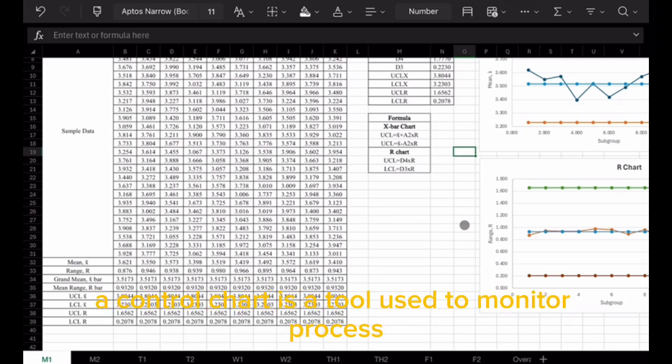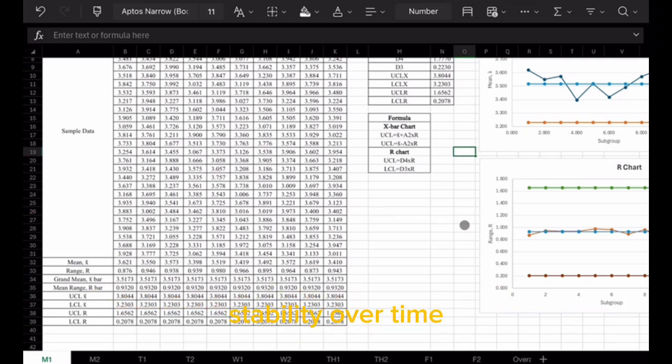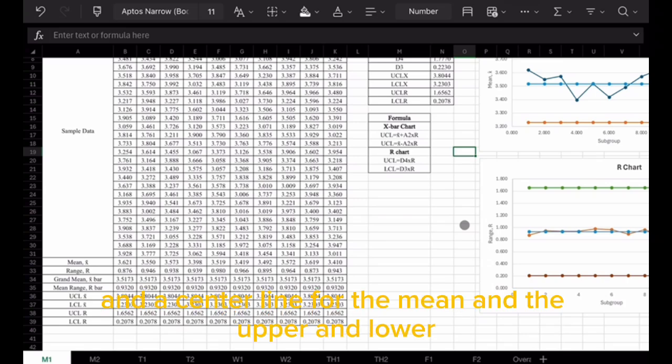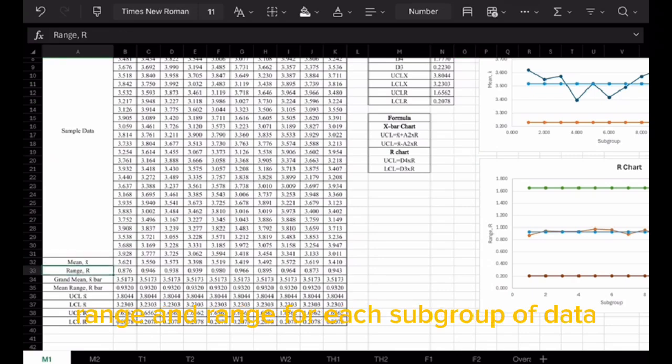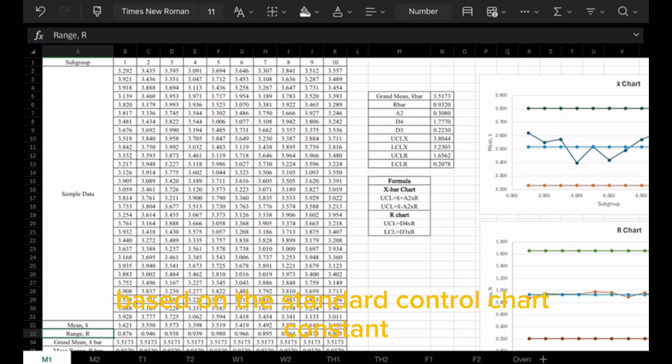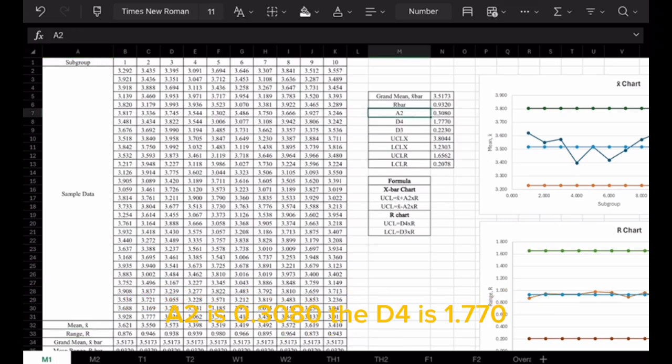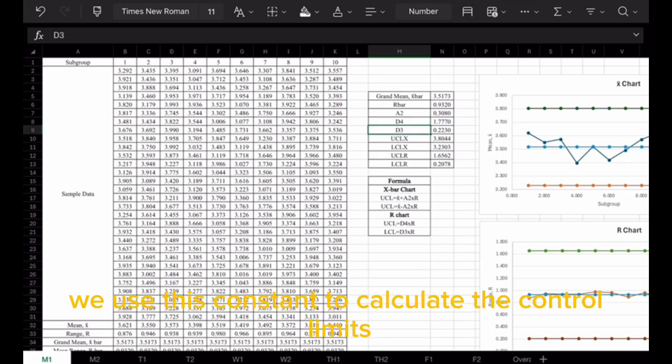A control chart is a tool used to monitor process stability over time. It includes data points, a center line for the mean, and the upper and lower control limits to detect variation. To begin, we calculate the mean and range for each subgroup of data. In this case, our sample size is 10. Based on the standard control chart constants, A2 is 0.3080, D4 is 1.770, and D3 is 0.2230. Next, we use these constants to calculate the control limits.